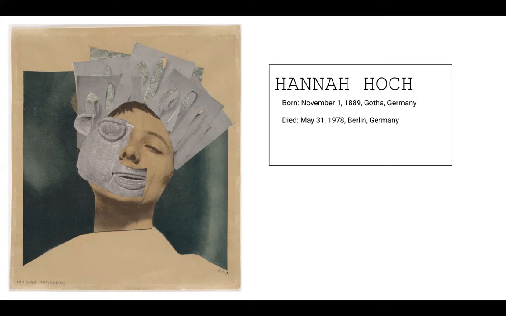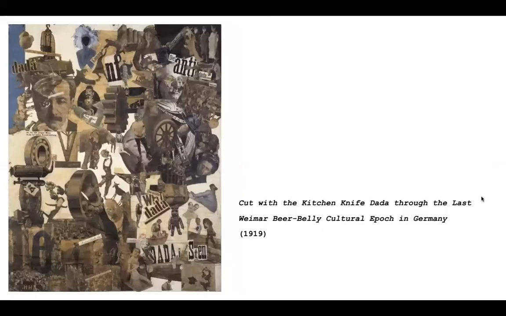So the difference between photo montage and collage really is that photo montage pulls from a wide variety of available sources, such as newspapers, print media, etc. They're really kind of interchangeable at this point, but yes. So Hannah Höch, we'll see one of her early pieces to that left side. Cut with the Kitchen Knife, Dada through the last Weimar Beer-Belly Cultural Epoch in Germany. Sorry about that. So here we're seeing themes of war. You actually see the term Dada.